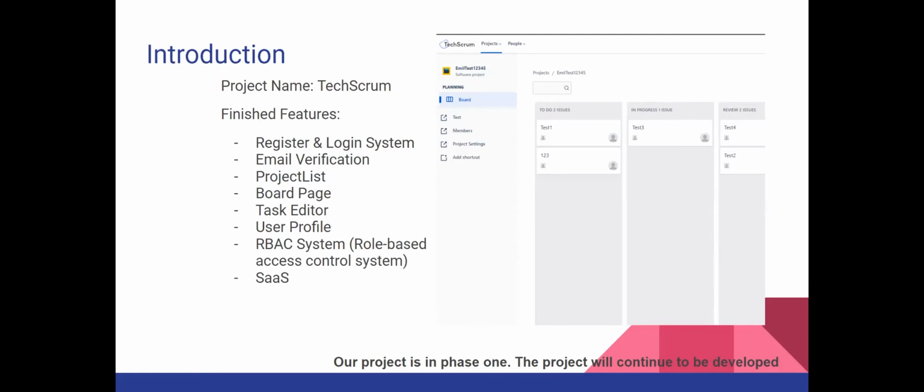What's more important, by implementing the RBAC system and SaaS system, we managed to build a multi-tenant architecture to allow multiple members to work on the same project simultaneously. We're also able to customize permissions for different roles. By the way, our project is currently in phase 1, so it will continue to be developed later. That's an overall summary of our project. Now I'll pass to the development team to cover our project in more detail.